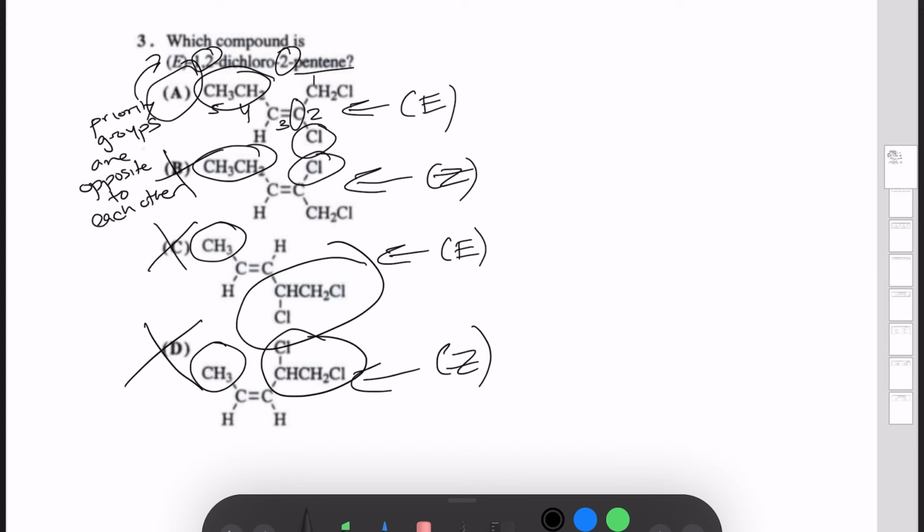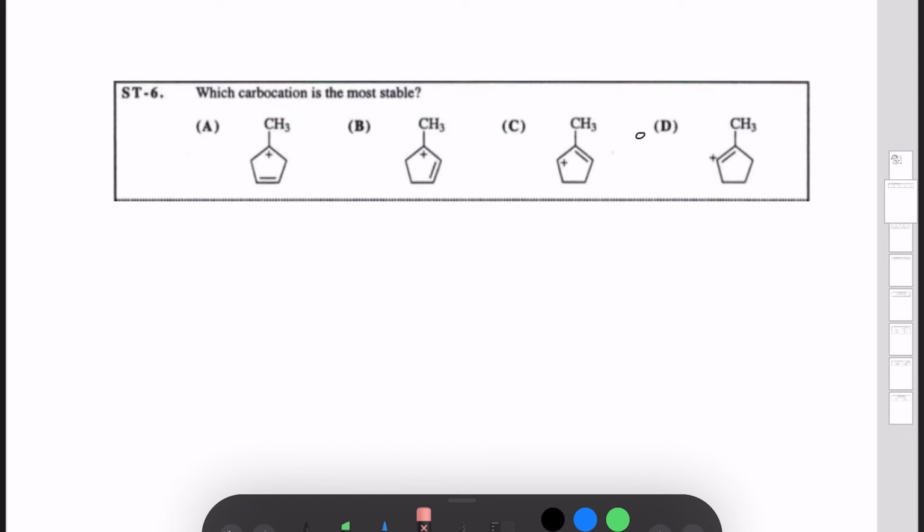And option C would not be correct, because if we apply the numbering in the same way, starting from the chloro groups, 1, 2, it matches that. But here's where the problem is. The first carbon of that double bond starts at the third carbon, which is not what the name says. The name says that it should start at the second carbon. So it wouldn't match the description, and therefore option C would be incorrect. And that's how we would solve the first problem.